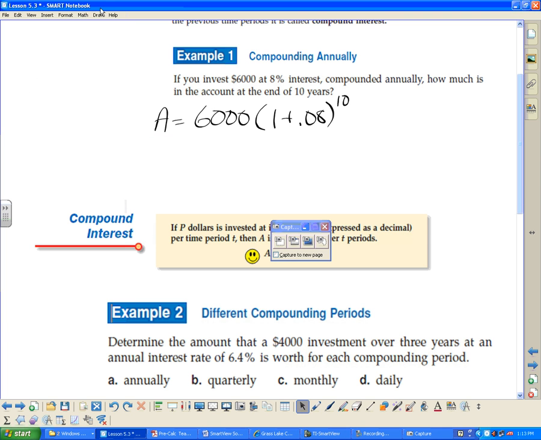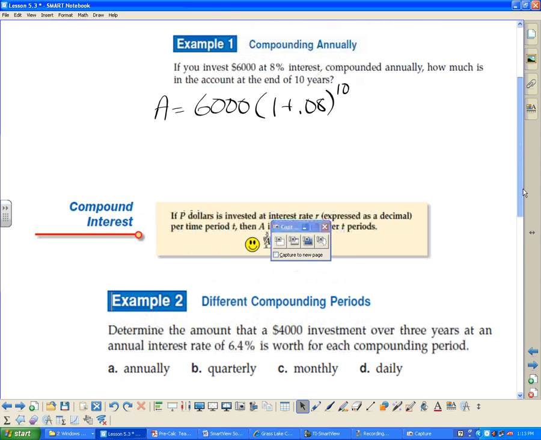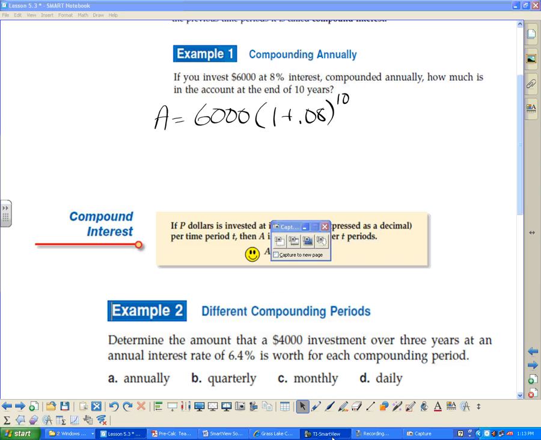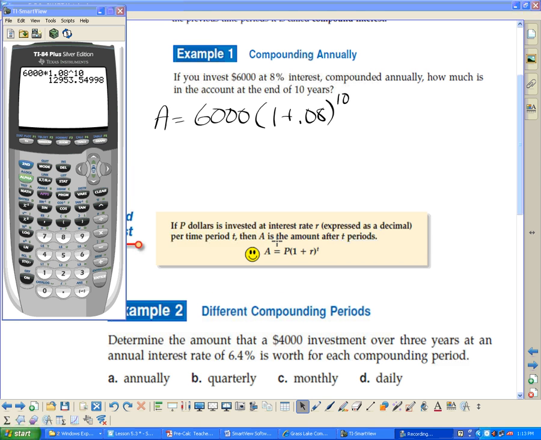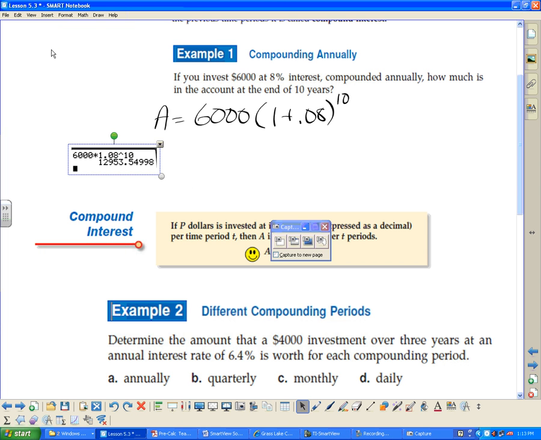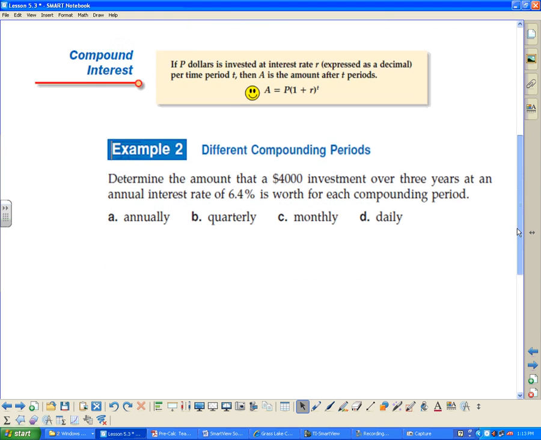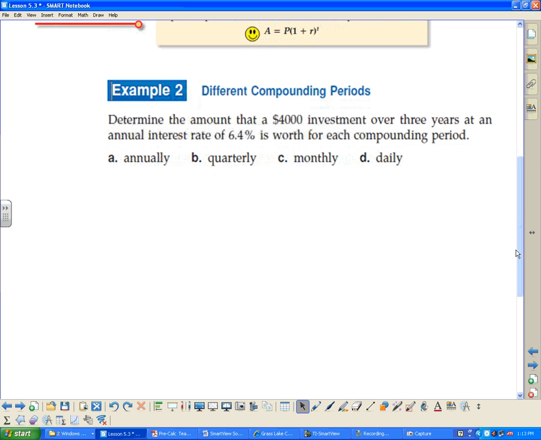So I would hope that I can take my value here and plug it in. There we go. All right. So we have approximately $12,953.55.